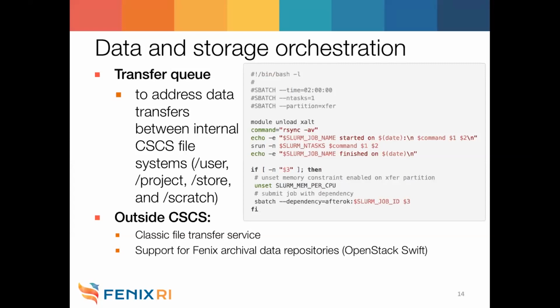So your data is a very important part of your simulation and job, before and after. Data stage in and stage out services are part of the productive usage of the system. So we have data and storage orchestration services. One thing is the transfer queue, and this is primarily to address data transfers between internal CSCS file systems. And there is an example written there on how to use it.